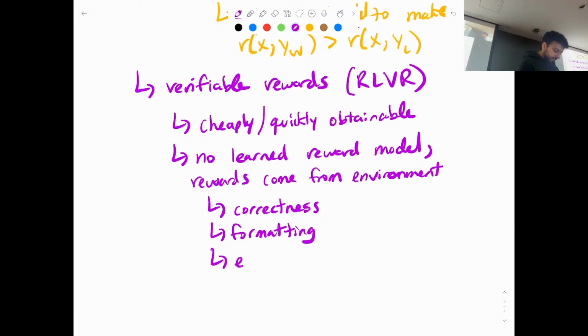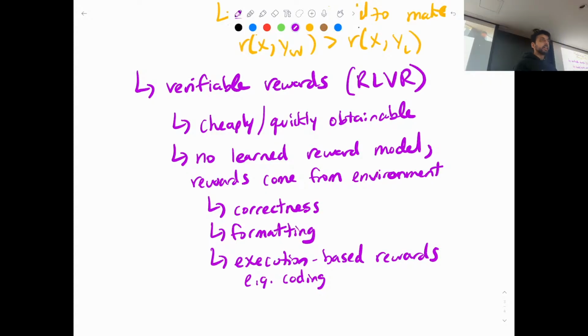And then the last thing that I will highlight here are execution-based rewards, often for coding. So again, if you run this, does it have errors? Does it pass unit tests? This is kind of interaction with the environment.